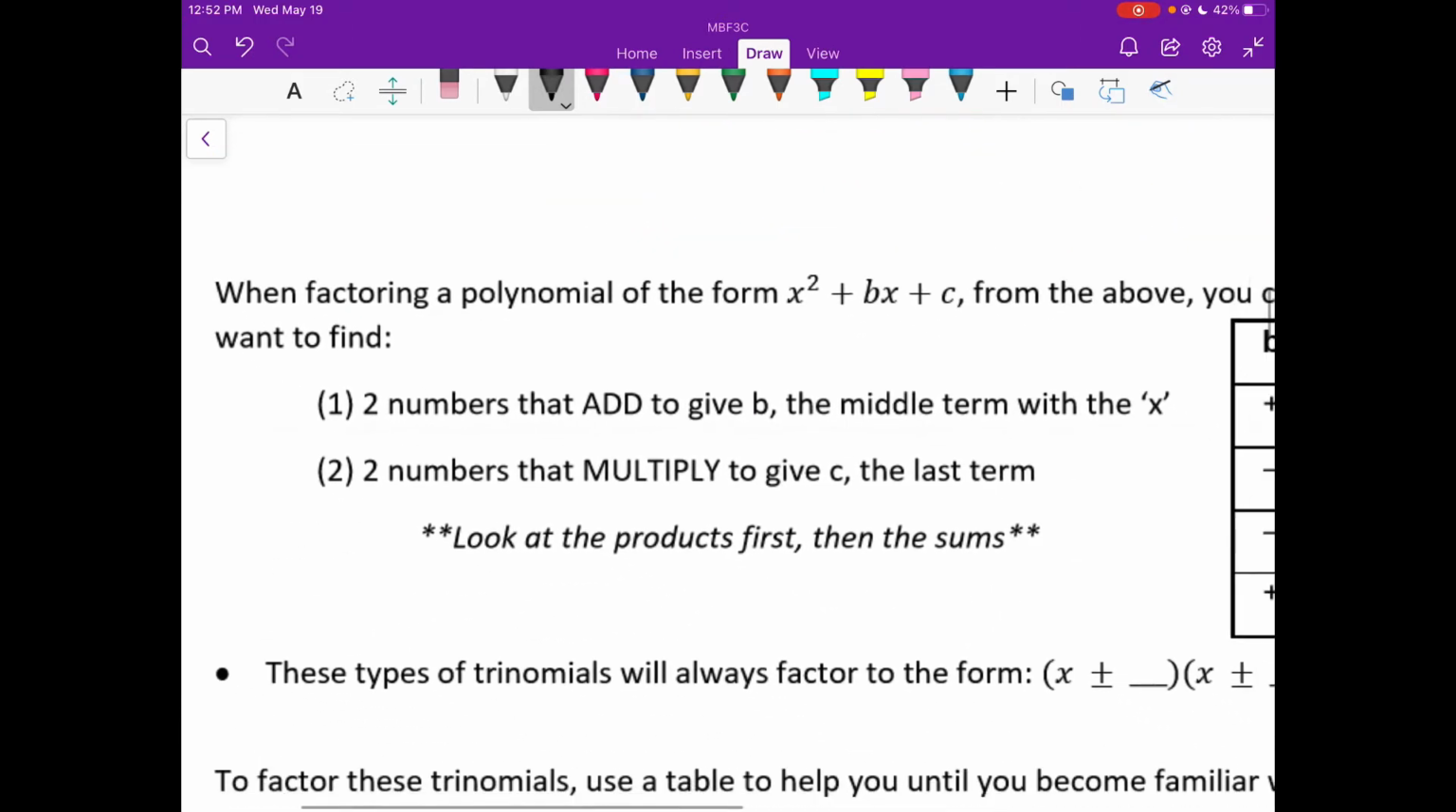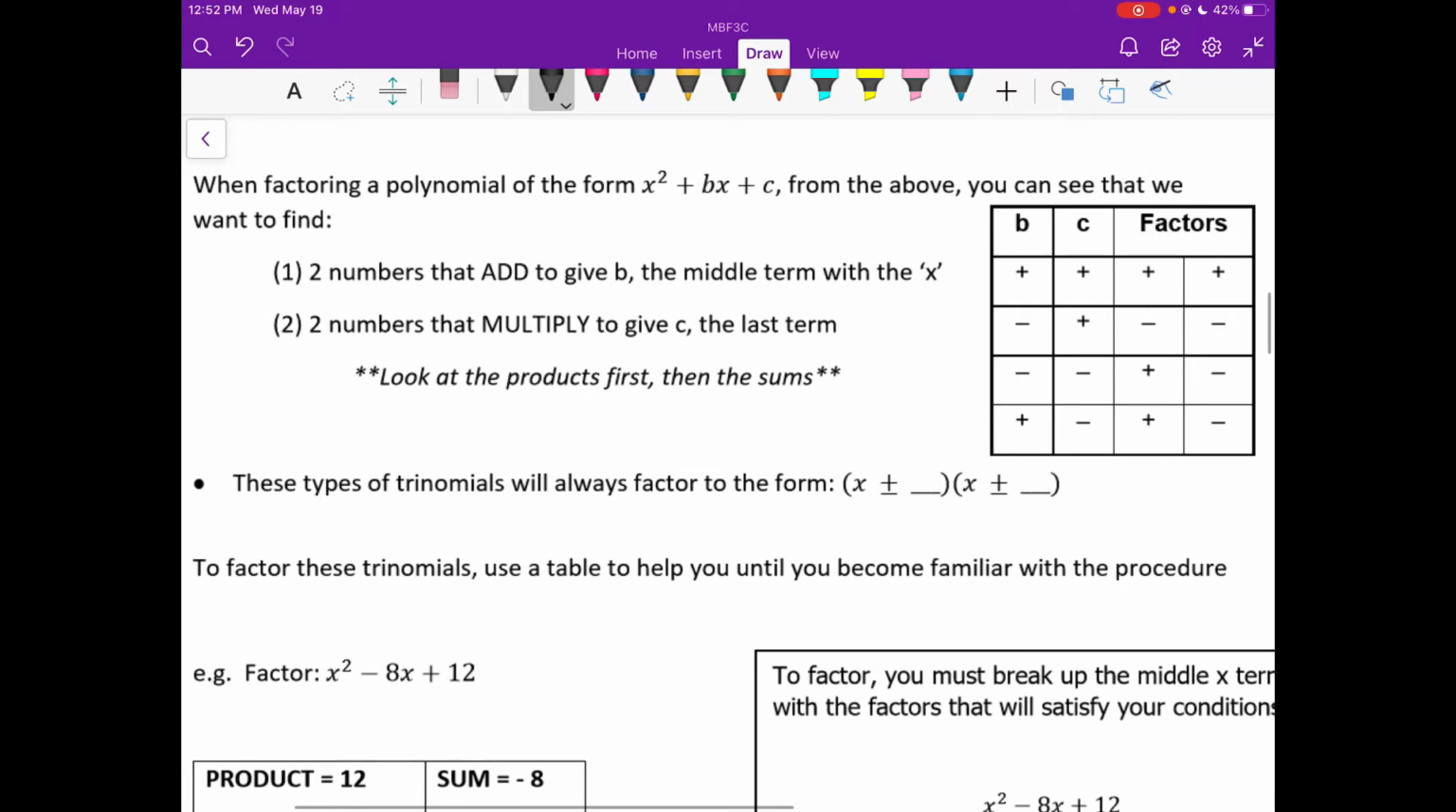Okay, so when you're factoring a polynomial, especially a trinomial in the form x squared plus bx plus c, there's two steps to do this. And I know a lot of you like having a step-by-step process of how to do stuff. This is a great step-by-step process. Step 1 is always going to be find two numbers that add to give you that middle number, that b value, and then step 2 is find two numbers that multiply to give you the c value at the end.